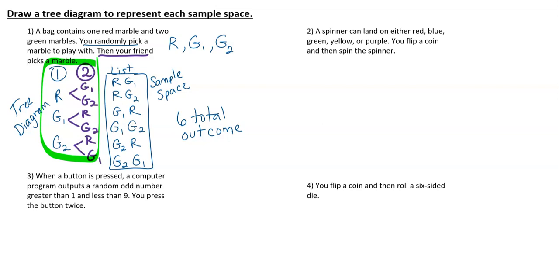Okay, question number 2 says a spinner can land either on red, blue, green, yellow, or purple. And then that's what that part is. Then the question says you flip a coin and then spin the spinner. So we want to think about what the outcomes are each time. When you flip the coin, the outcomes that are possible are heads or tails. When you spin the spinner, the outcomes that are possible are red, blue, green, yellow, or purple.